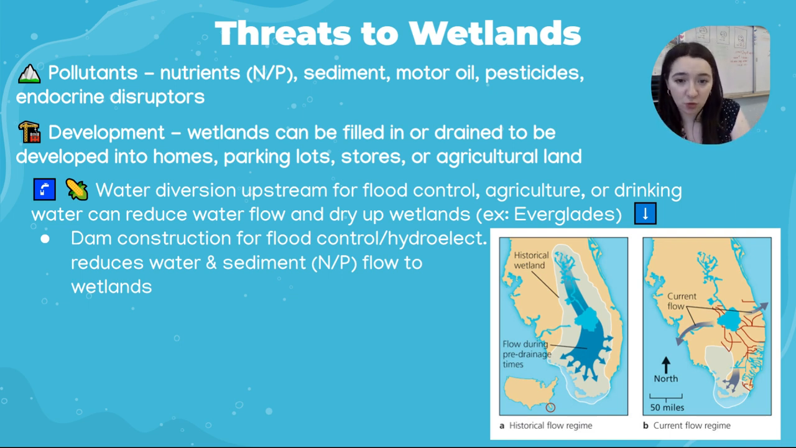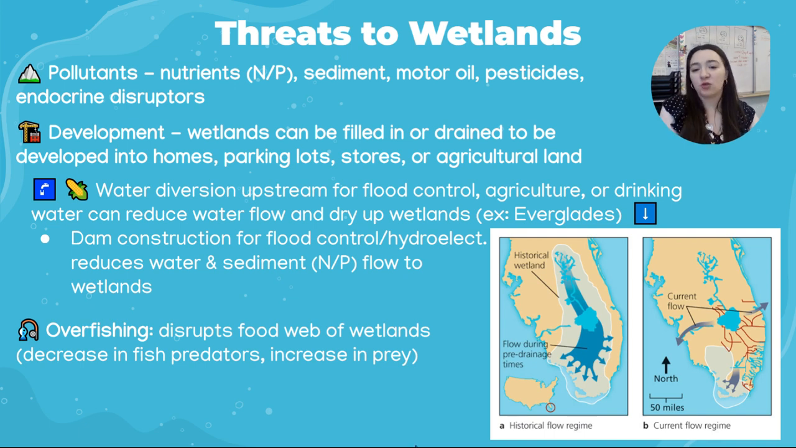Water diversion upstream for flood control, agriculture, or drinking water can reduce water flow and dry up wetlands. This is what's happening right now in the Florida Everglades. And dam construction for flood control and hydroelectric power reduces water and sediment into wetlands, which can be an issue because, again, all living things have this ecological tolerance, the range in which they best survive and reproduce. Overfishing disrupts food webs of wetlands, which we'll see later in this unit.